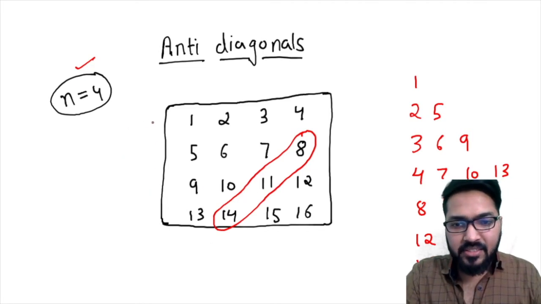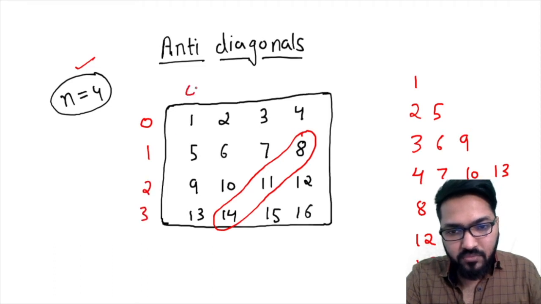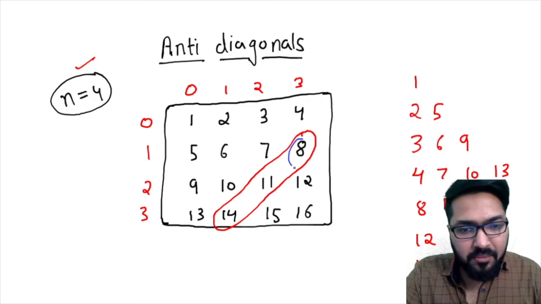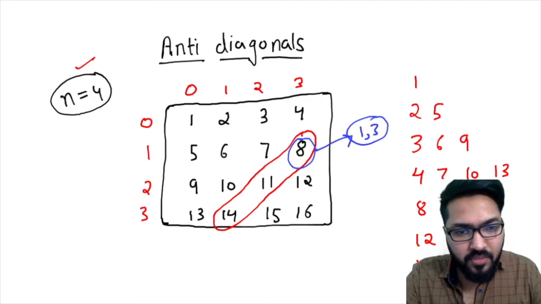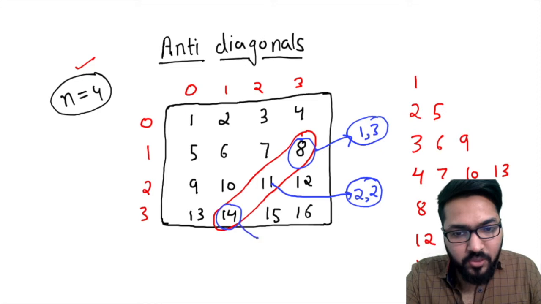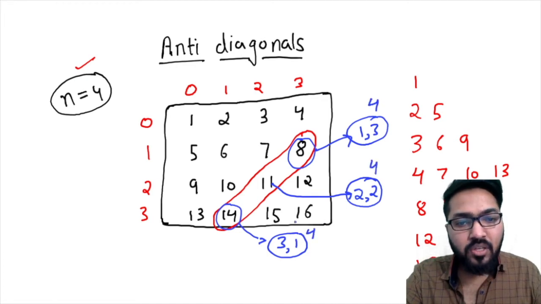So what you can see is that if you write their indexes 0 1 2 3, 0 1 2 3, then the index of this number is going to be 1 comma 3. Index of this number is going to be 2 comma 2. Index of this number is going to be 3 comma 1, right? The sum of row value and column value for all of them is 4.